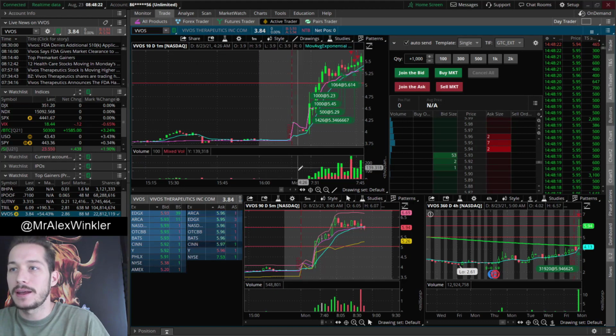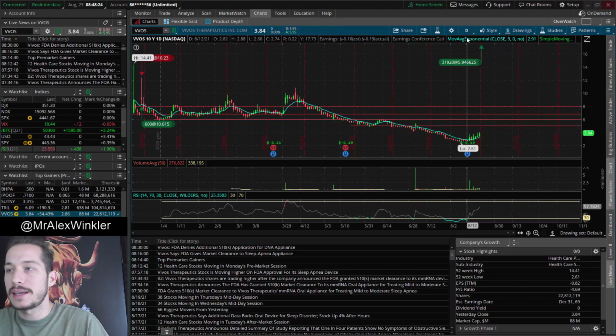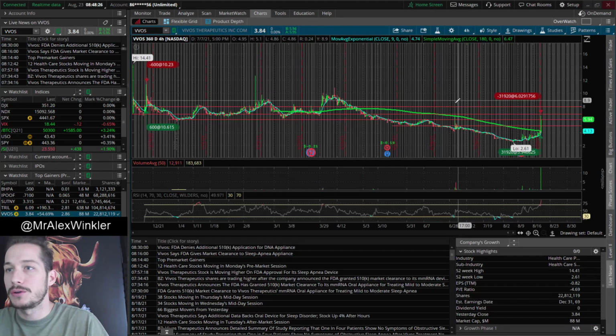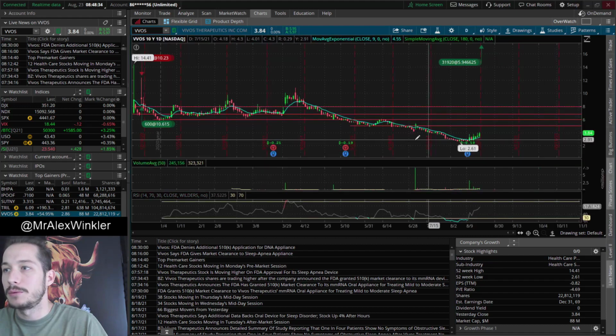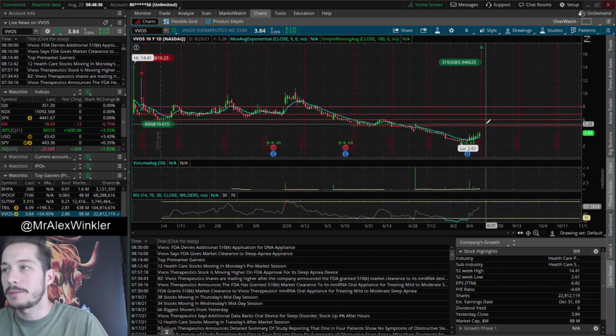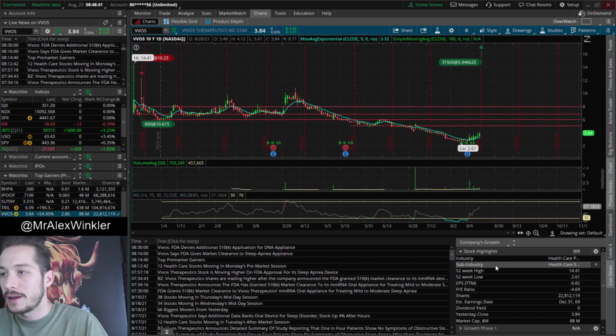Let me go ahead and go to the daily first, actually 4 hour, just to show you guys what's going on. So this ticker, a lot of selling off here on VVOS. And this morning we have a big breakout from this 180 simple moving average, which is a big trend line. So we had a big breakout today, and then we have all these resistance zones that I was watching. This ticker is in the healthcare sector. It looks like they have FDA news.